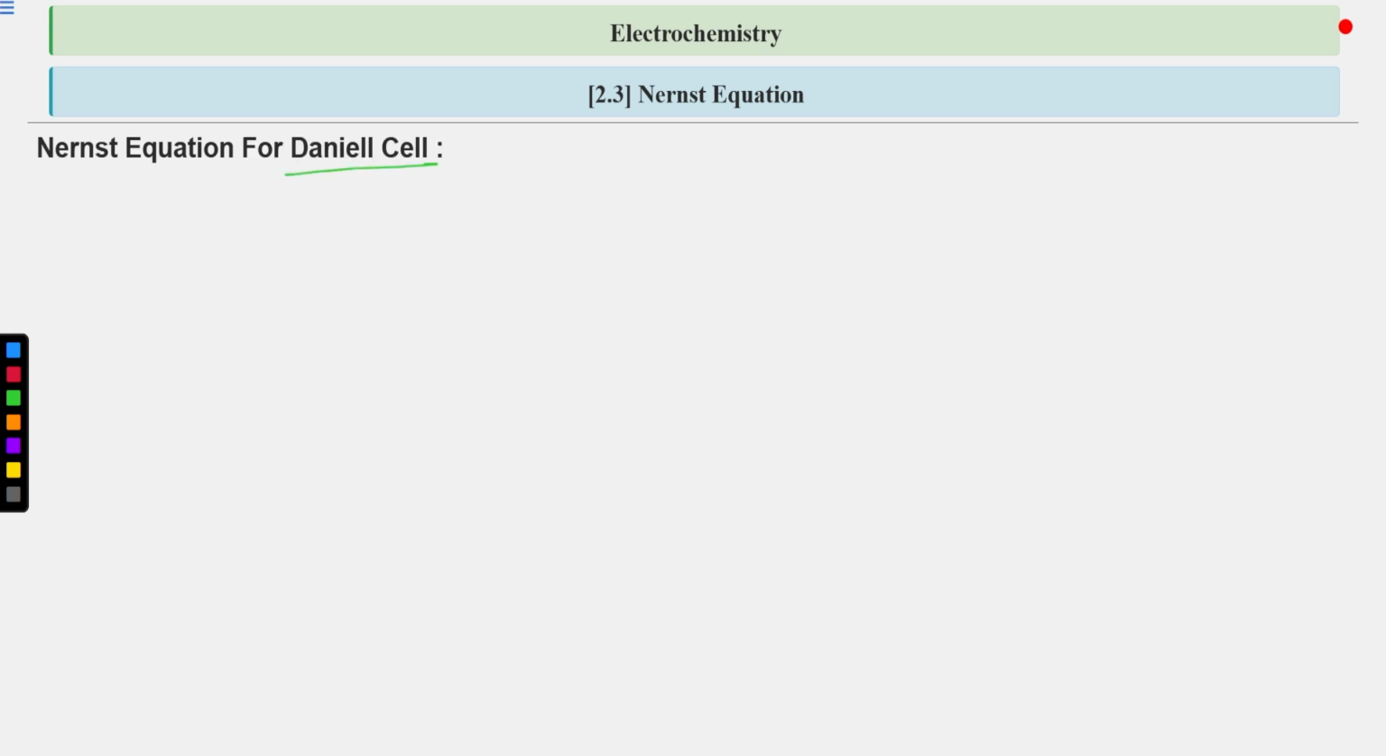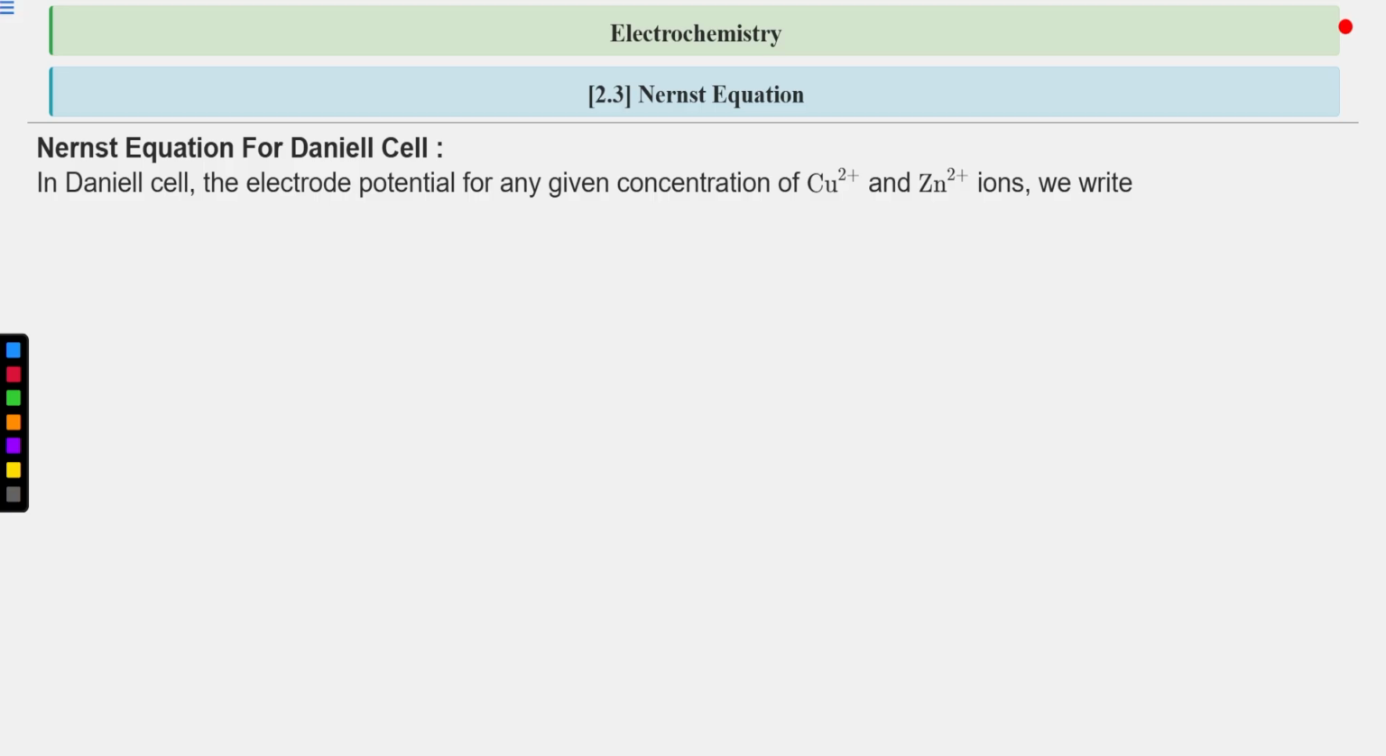Nernst equation for the Daniell cell. How can we write the Nernst equation for a Daniell cell? First of all, here we have a question: can any non-metal be used as an electrode? Mostly we use metals as electrodes, because in the cell structure the metal electrode is used as there is a gaining or losing of electrons. That electron transfer is going on in our cell, which is why we generally use metals.